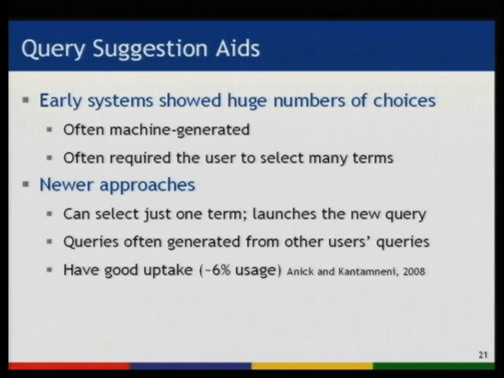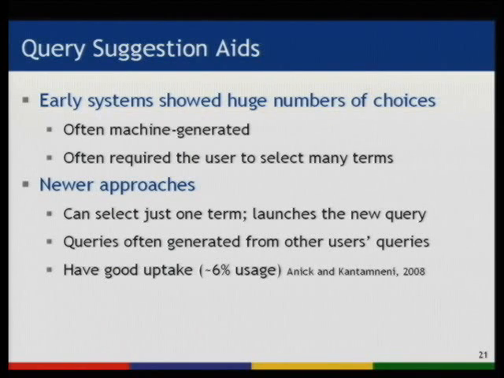But in the old days, when people were experimenting with this, the systems often computed machine-generated suggestions from text collections. And they showed a very large number of terms to the user before showing search results, maybe 40 terms with checkboxes, and required the user to check a whole bunch of them, and then they would rerun the query. And that didn't work out so well. The usability of that was pretty poor.